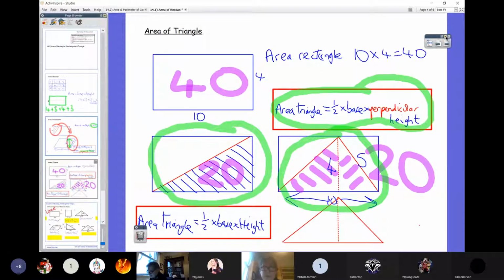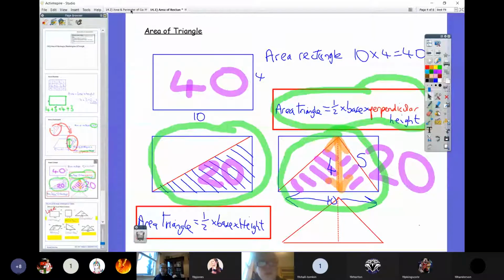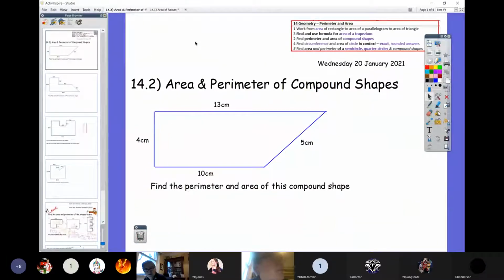So that was just a quick reminder of what we did last year in first form. I now want to take us on to where we're going to be today. So 14.2. The slide should click over in a second with a bit of luck. There we go. What we are looking at today is compound shapes. Compound shapes are what happen when you go and add a few simple shapes together.